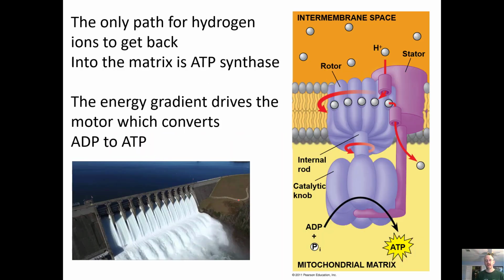So the only path for hydrogen ions to get back into the matrix is ATP synthase. And ATP synthase actually spins. You can see some animations of this in your study tools on Mastering. It spins, and that spinning, that kinetic energy, gives it the ability to grab ADP and a phosphate group and glue them together to make ATP. Kind of like water flowing through a dam can be used to generate electricity.